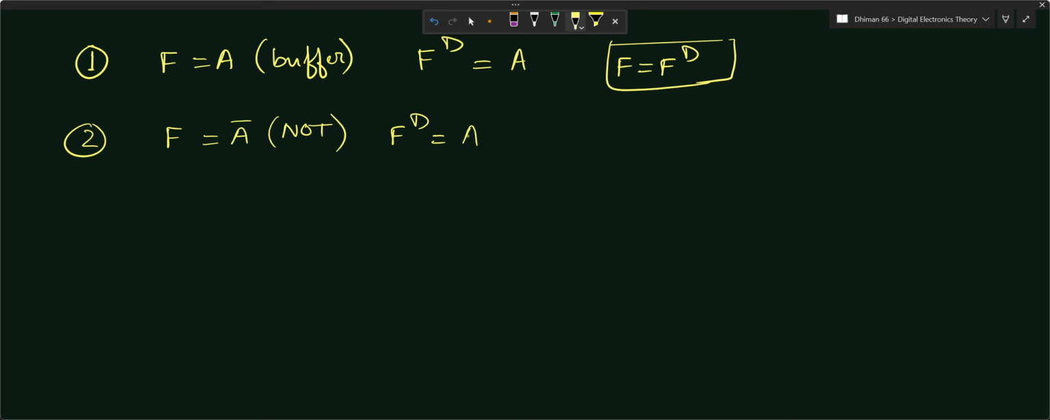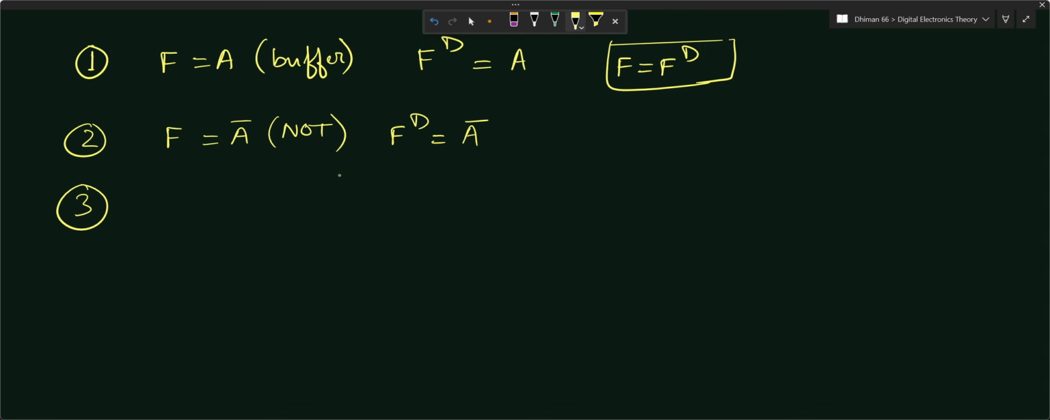This will also remain as it is, because we have to keep the variable as it is. If there is some kind of operation or operator present, then we have to do the interchange of operator, that is AND will be replaced with OR, and OR will be replaced with AND. Okay, this is also the second case. Here we have the NOT operation.